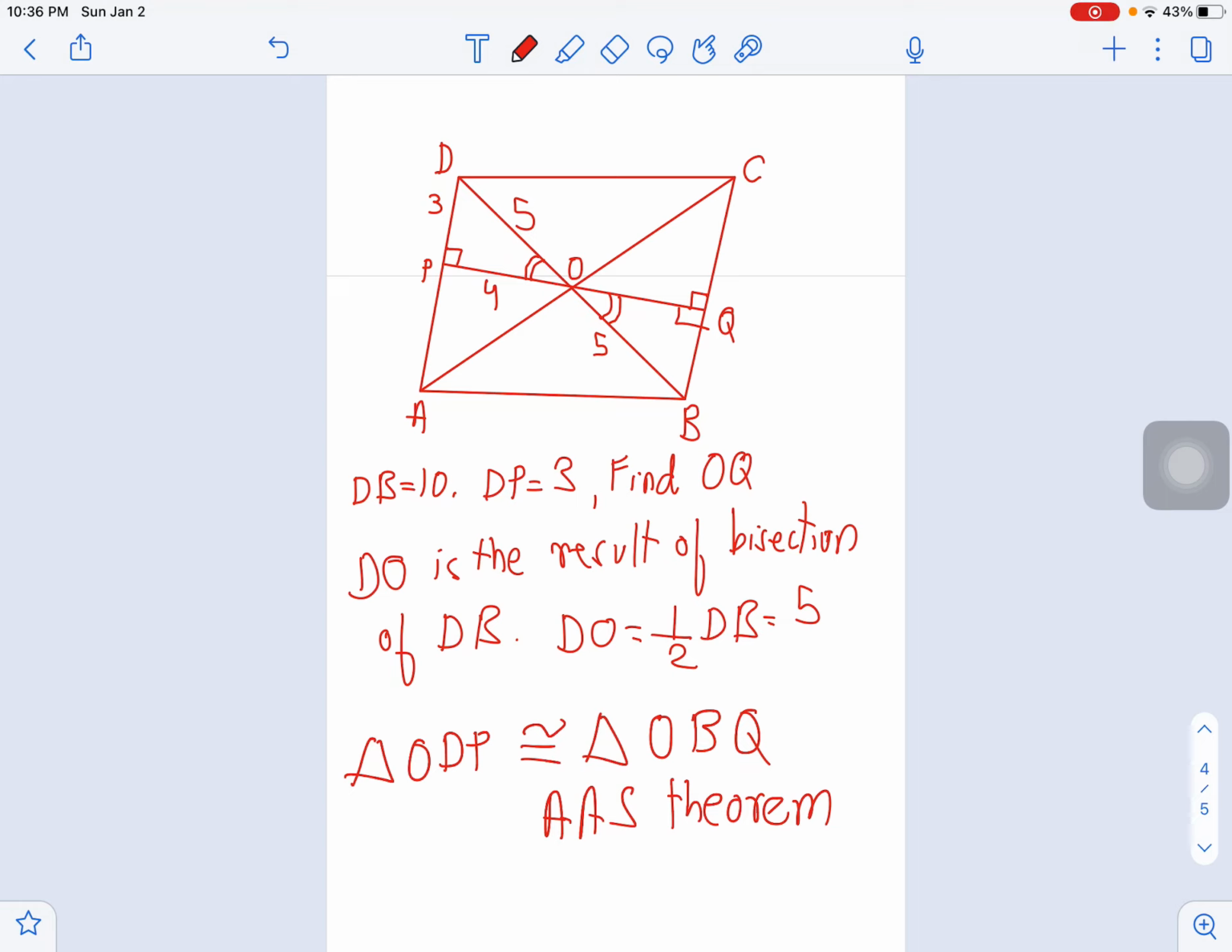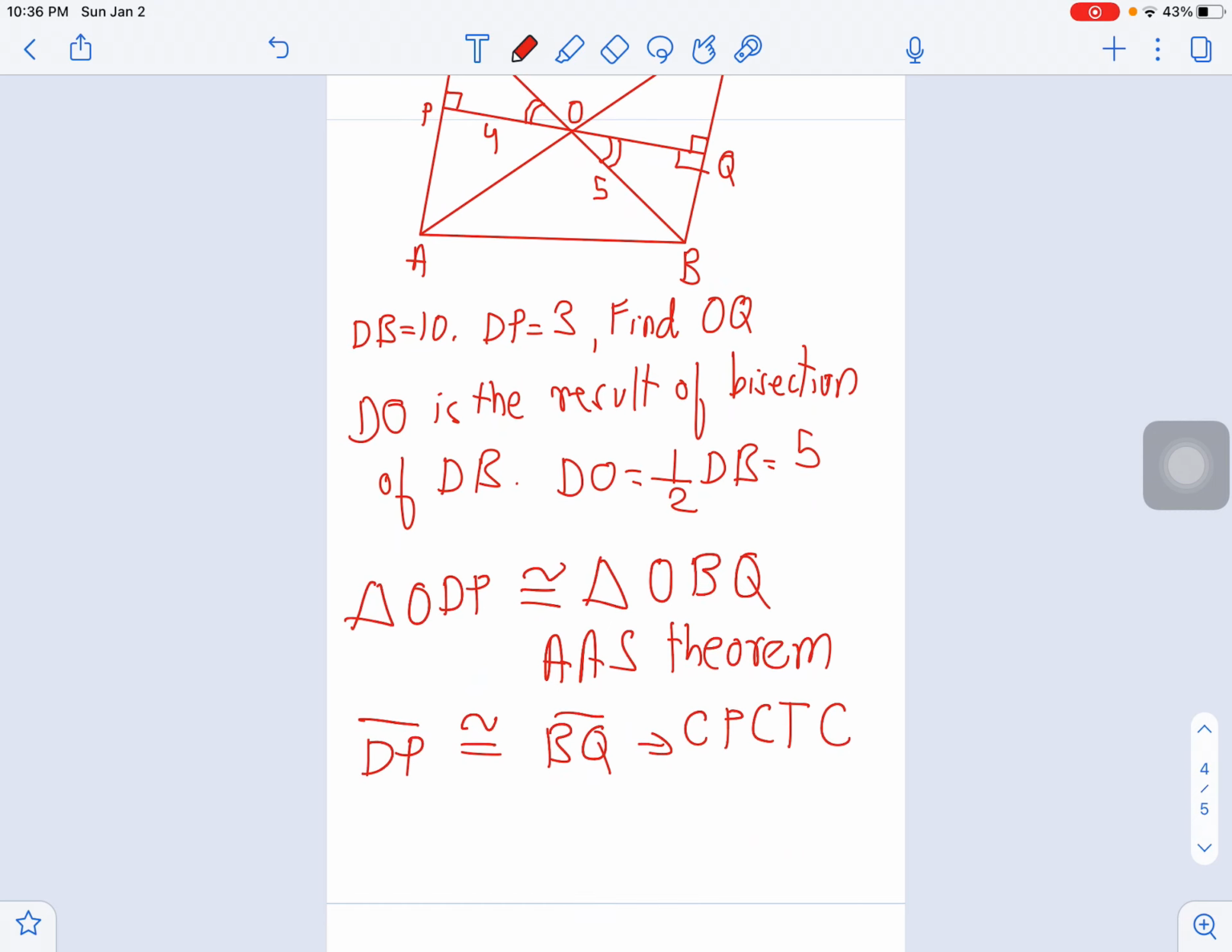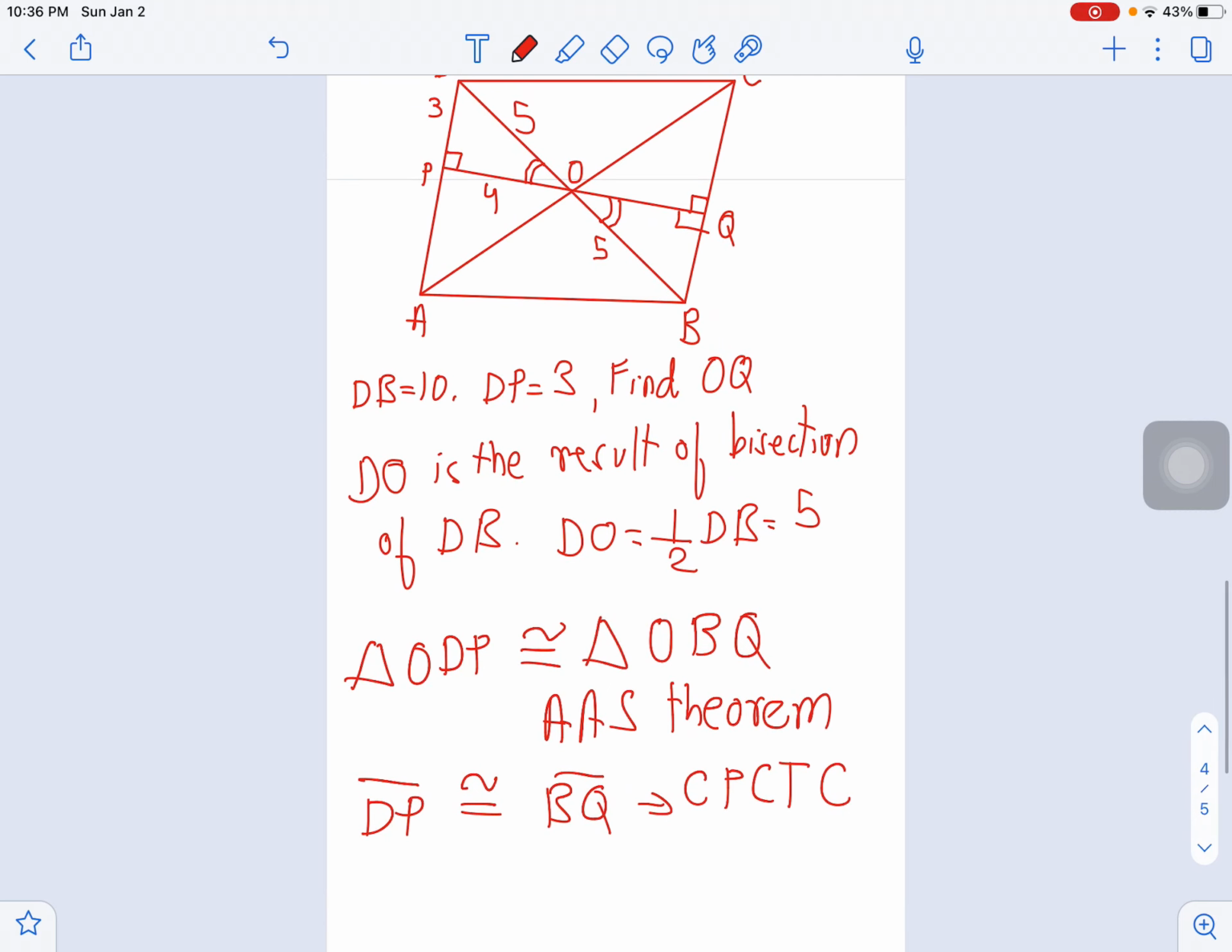of congruency. And if these two triangles are congruent, you can easily say DP is congruent to BQ. And the reason is corresponding parts of congruent triangles are congruent, CPCTC. And therefore BQ also becomes 3 units.